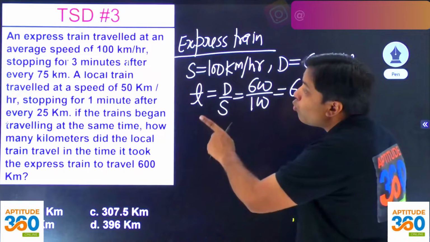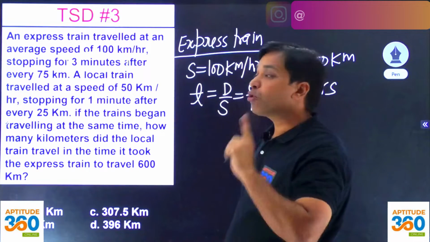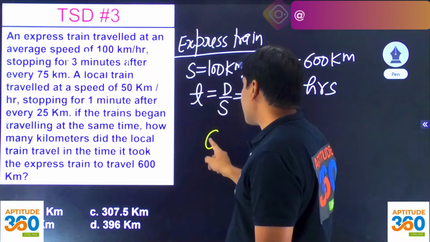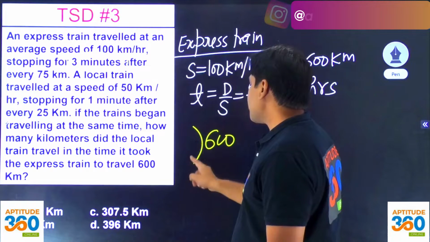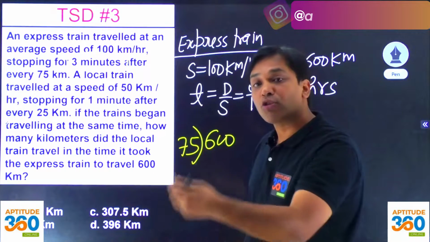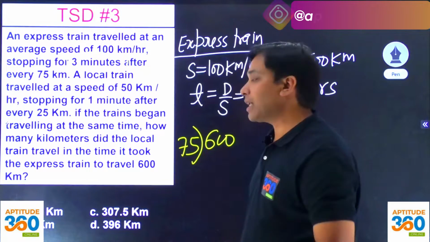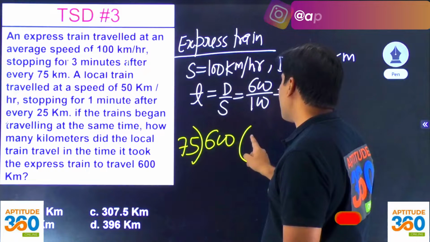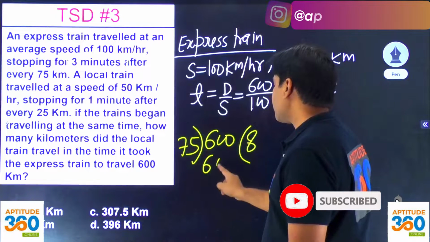In video number 2, when I was doing a very similar problem, I told you that the shortcut is this. When you have to go 600 kilometers and every 75 kilometers पे रुकना है, तो हमारे को ये देखना है कि बीच में इंटरवल कितने हुए. Now this one is going to be what? 8 times.